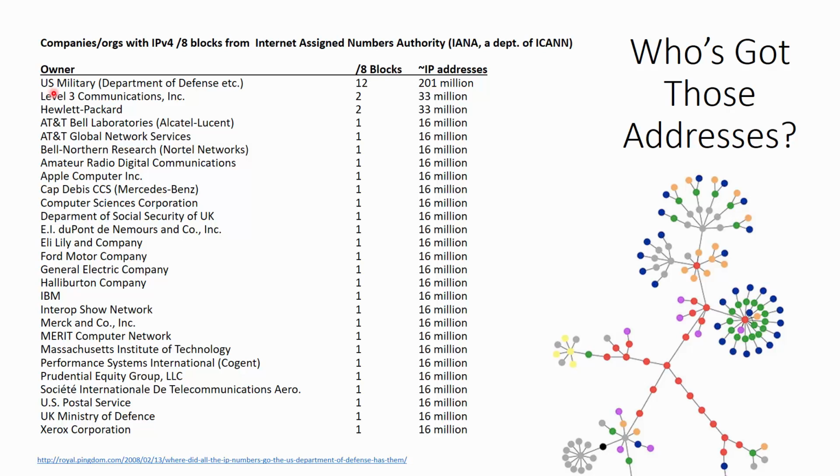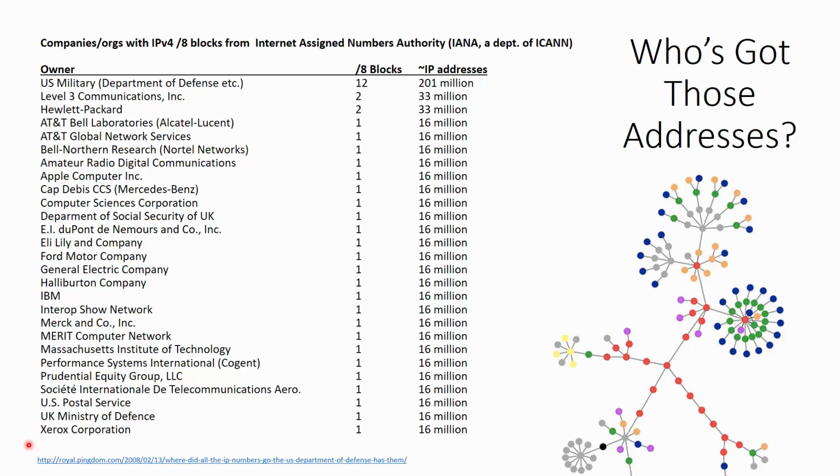So Level 3 Communications, which is one of the big internet backbones, has 2 /8s. HP, one early day tech company, has 2 of those. And we see that same pattern for a few of these other early day computer companies. Here's Apple, here's IBM, all kinds of different stuff. Some of the old companies in the United States also have a lot of these addresses. So Ford, the Ford Motor Company, for example, has 16 million public IP addresses. Strange. Halliburton is on here. All kinds of different stuff.